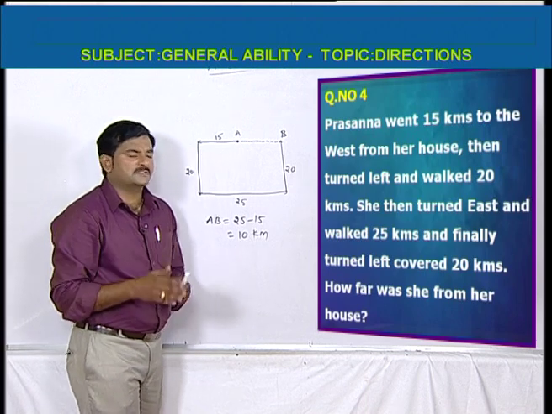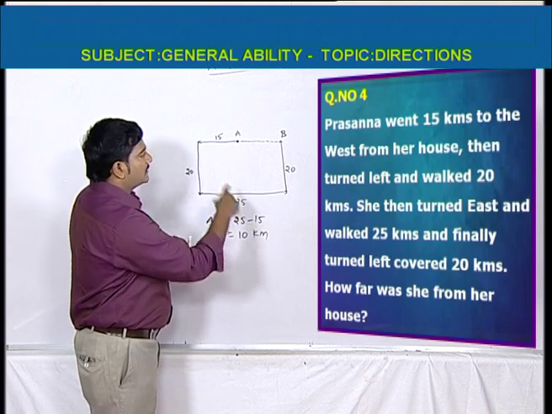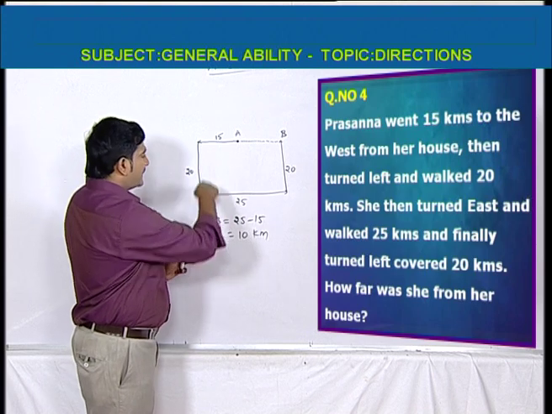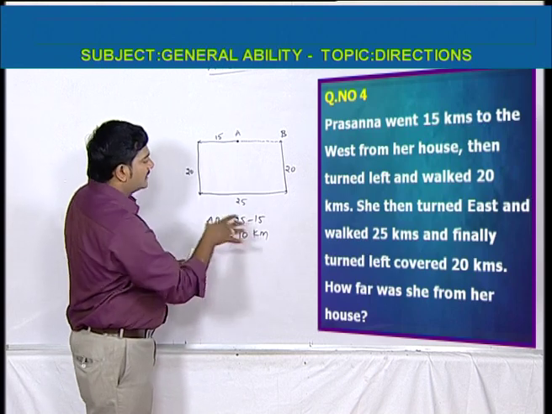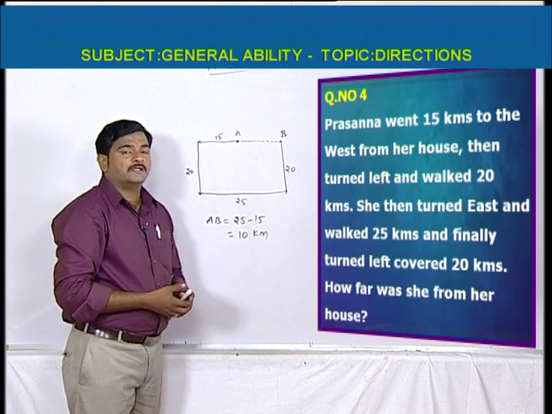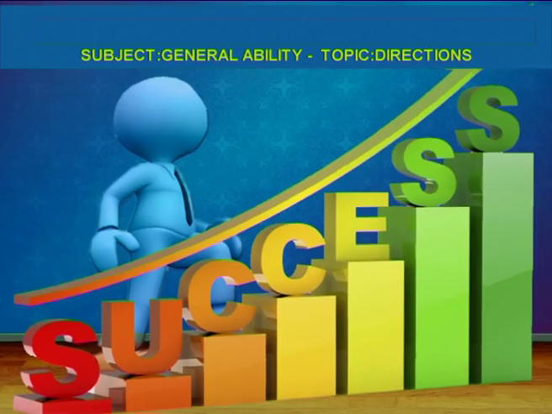Okay, now we'll take a simple diagram. Just observe here. West 15, then turned left, and again east, and so on. This is a simple diagram, and the answer for this question is finally 10 kilometers. Just see the next question.